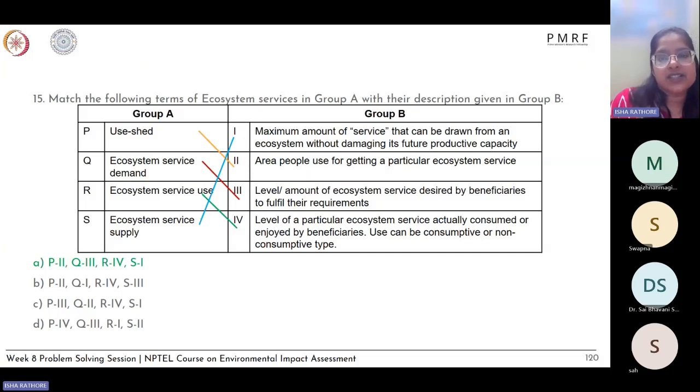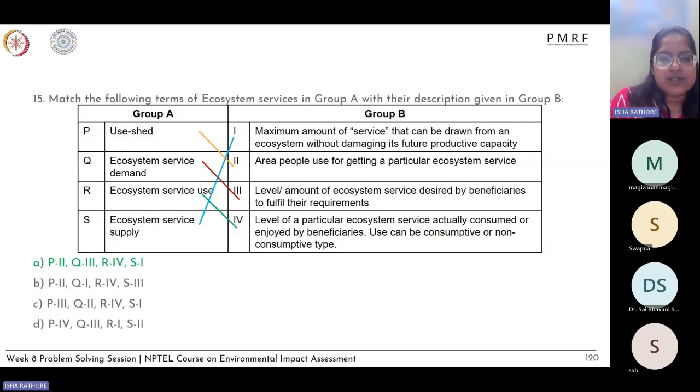That is, use shed is the area people use for getting a particular ecosystem service. So P matches with 2. Then ecosystem service demand is the level or amount of ecosystem service desired by beneficiaries to fulfill their requirement. So Q matches with 3. Ecosystem service use R matches with 4. That is the level of a particular ecosystem service actually consumed or enjoyed by beneficiaries. And the use can be consumptive or non-consumptive type.